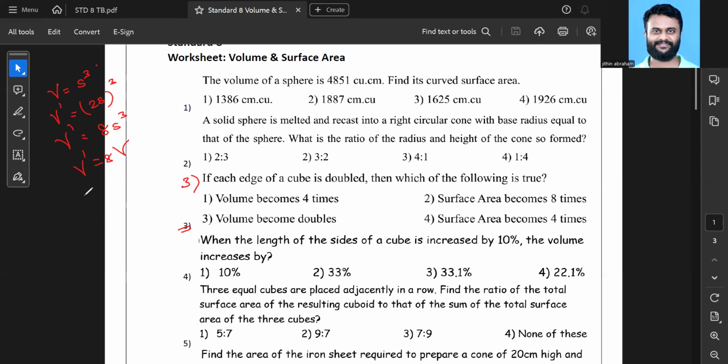Anyway, so yeah, volume becomes 8 times, which is not there in the option. Now let me check with the surface area. The previous surface area was 6 times side square. The new surface area, I'll call it A dash. It will be 6 times 2 side square. So that gives me 2 square is 4. 4 multiplied by 6 times side square. 6 times side square is old area. So new area will be 4 times old area, which is option number 4.